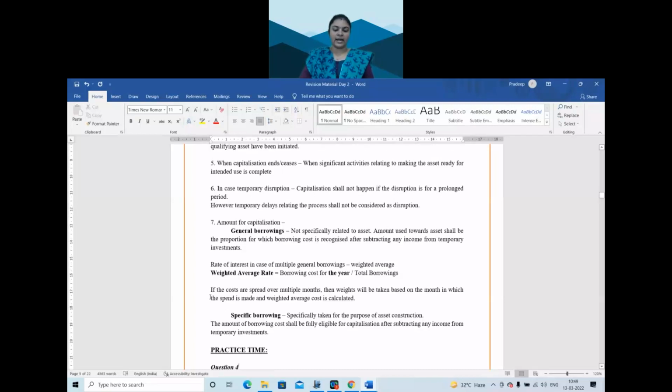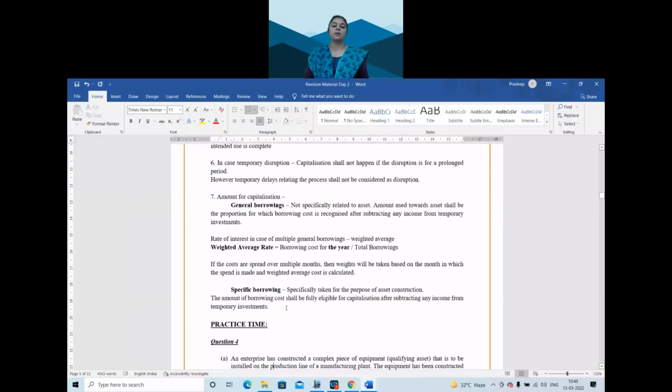And in case of specific borrowings, they are specifically taken for the purpose of asset construction. Hence, the amount of borrowing cost shall be fully eligible for capitalization after subtracting any income from temporary investments.